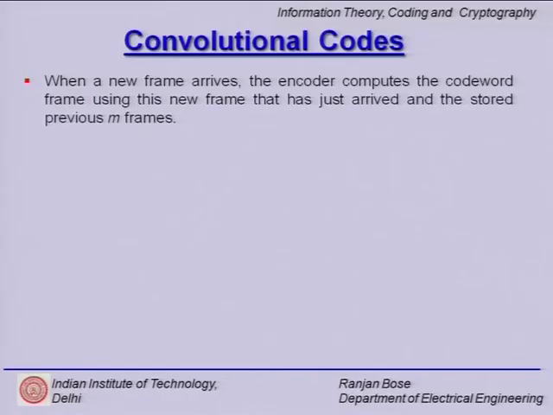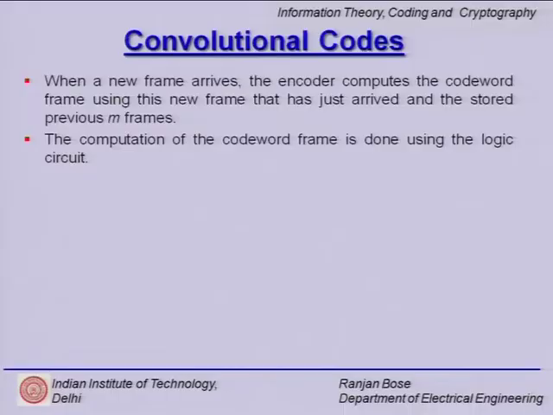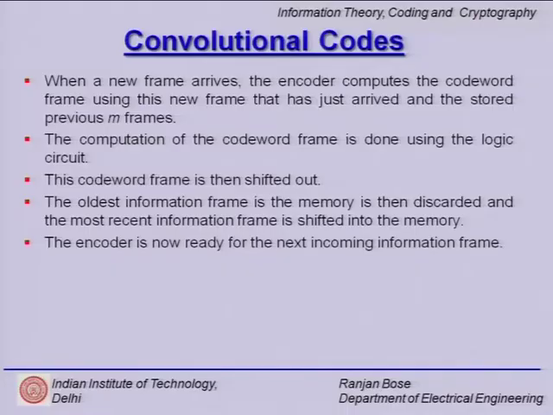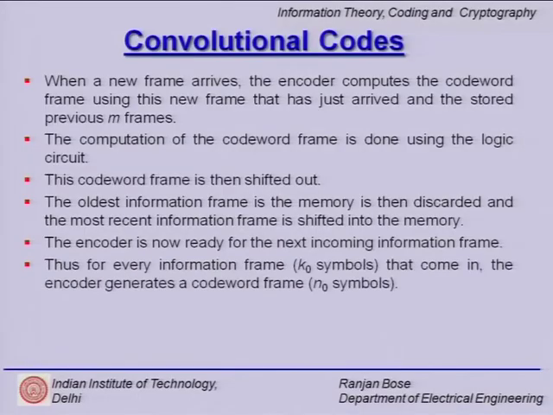So, when a new frame arrives, the encoder computes the code word frame using the new frame and the stored previous m frames. And what do we mean by computes? It uses some kind of a logic circuit to do so. And once the computation is done, the code word frame is shifted out for transmission. The oldest information frame in the memory is discarded because the new frame must be shifted in. And once this operation is complete, we are now waiting for the next frame to come in and continue the process. Thus, for every k naught symbols that come in, n naught symbols go out.